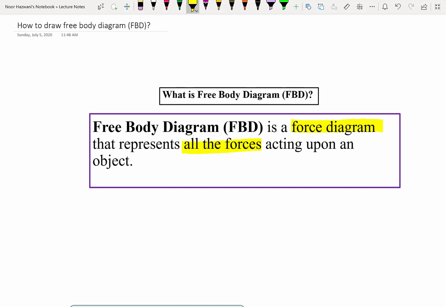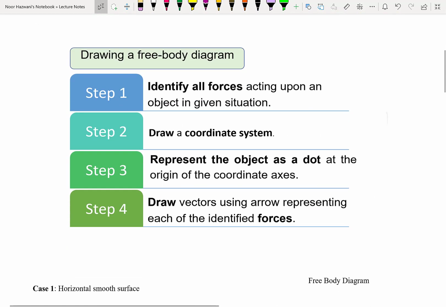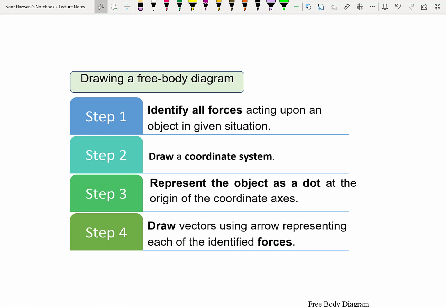There are 4 crucial steps that you need to follow in order to draw your FBD in any given situation. Step number 1, when you are given a question, you have to identify all the forces acting upon an object. Step number 2, you have to draw a coordinate system. What is meant by that? You have to draw the X and Y axis.